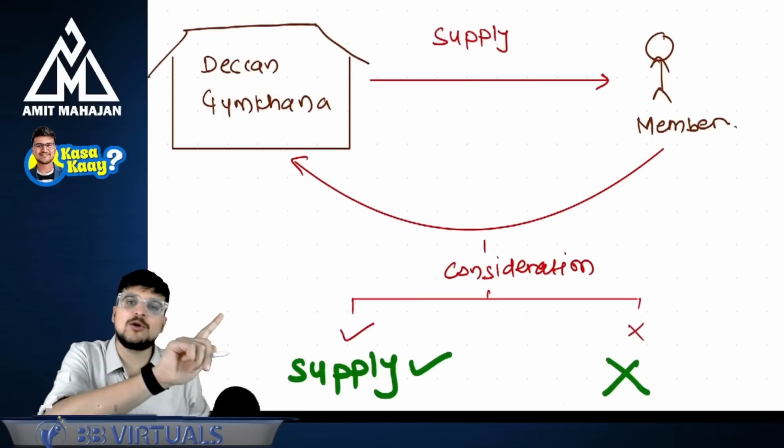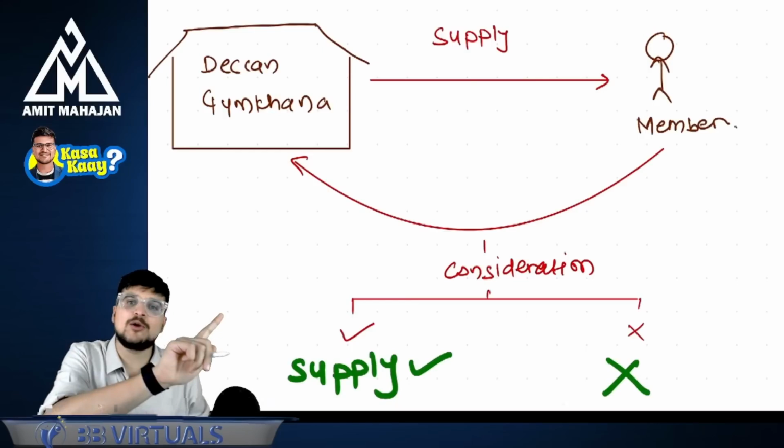Okay. If the employer has given a gift to the employee out of love and affection, up to 50,000, it is not a supply. But beyond 50,000, the entire amount will be considered as supply. Perfect. Okay. This was your employment point.